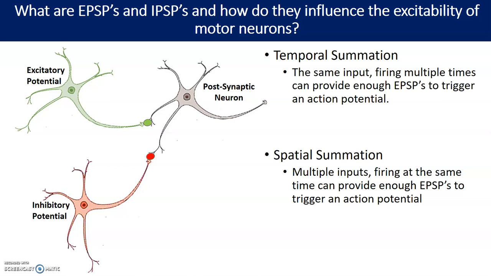They are relentless. Now, spatial summation would be like, instead of just one kid asking for a pool, it'd be multiple kids asking for a pool. Multiple sources of influence trying to either bring up the membrane potential towards threshold or take it away from threshold.